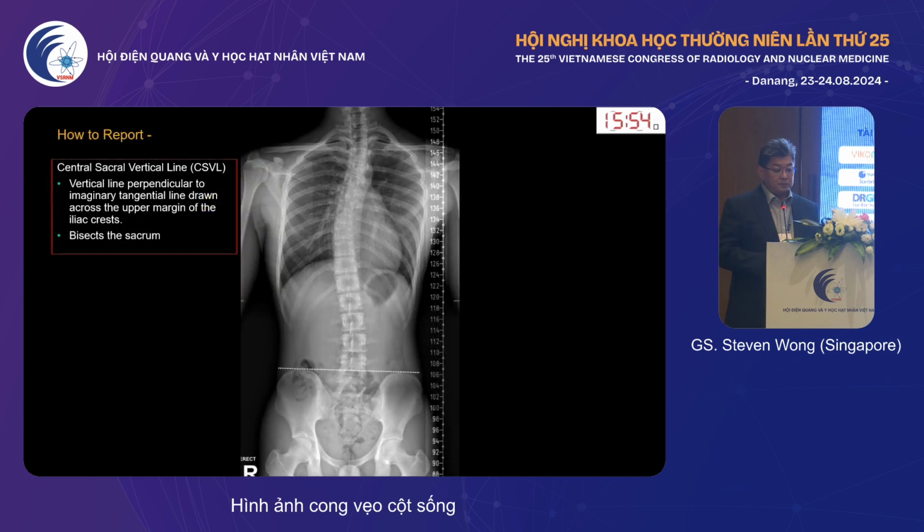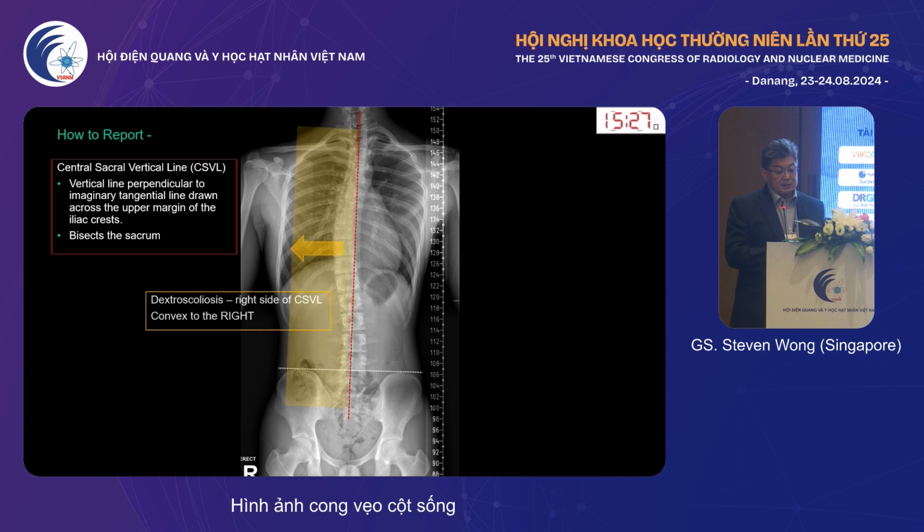So how do we report? First, you locate the central sacral vertical line, CSVL. I just call it a central line. This is a line perpendicular to the upper margin of the iliac crest, and it bisects the sacrum, this way. It must be 90 degrees, and then you determine where the curve is.